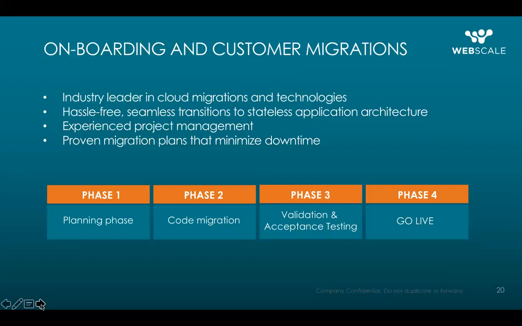And so we'll generally go through a phase one of planning the migration, understanding the customer's current application environment, what architecture, what compute components need to be built to support the application. We'll go through a second phase to actually migrate the code to the cloud provider. We'll go through a validation and acceptance testing phase where the customer is able to have time to actually ensure that the application is working as expected. During that time, Webscale will also do our own validation testing as well. And then once it's ready to go from staging to production, we will go live in phase four.